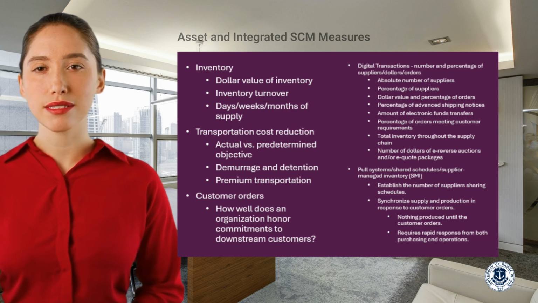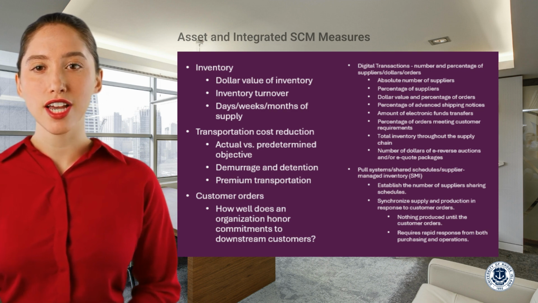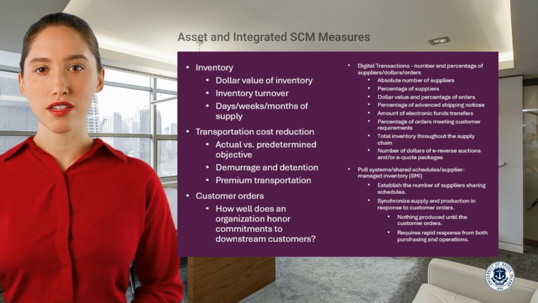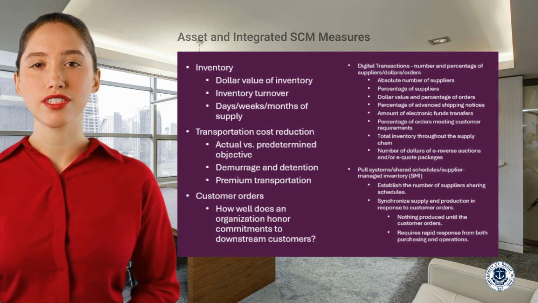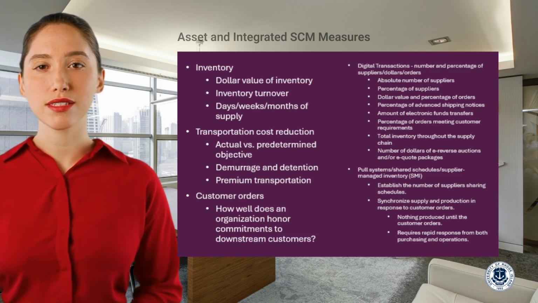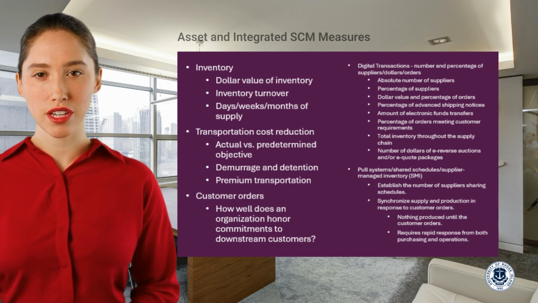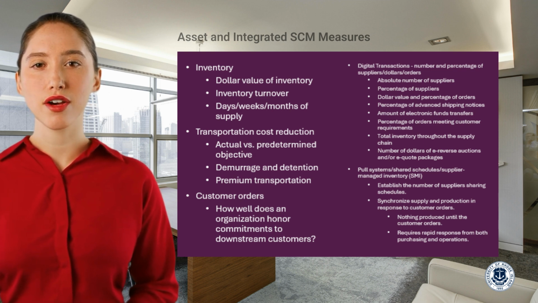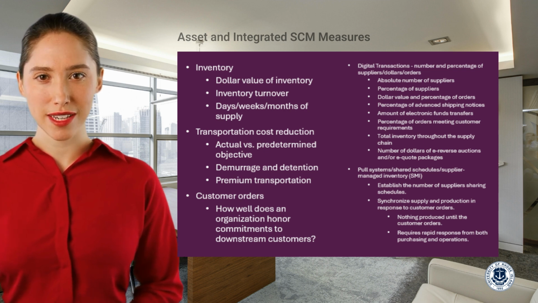Finally, we look at pull systems and supplier-managed inventory, often referred to as SMI. In these systems, suppliers share production schedules and coordinate closely with buyers. The goal is to synchronize supply and production with actual customer demand. Rather than producing goods in advance, production is triggered by real customer orders. This approach requires rapid communication and responsiveness from both purchasing and operations teams.